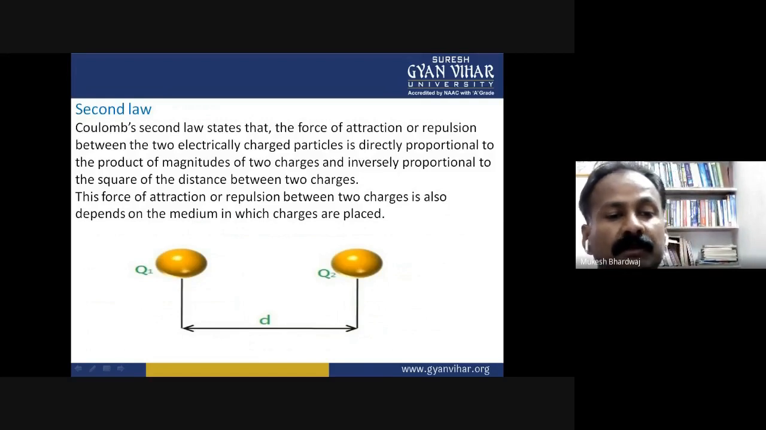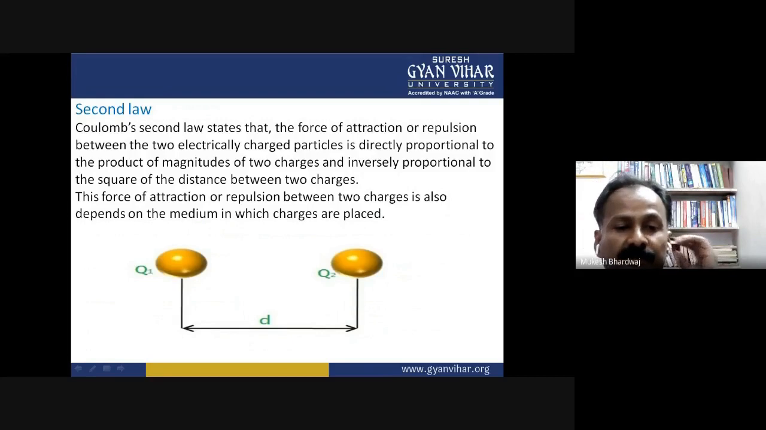According to Coulomb's law, the electrostatic force of interaction between two point electric charges is directly proportional to the product of the charges, inversely proportional to the square of the distance between them, and acts along the straight line joining the two charges. Strictly speaking, Coulomb's law applies to stationary point charges.